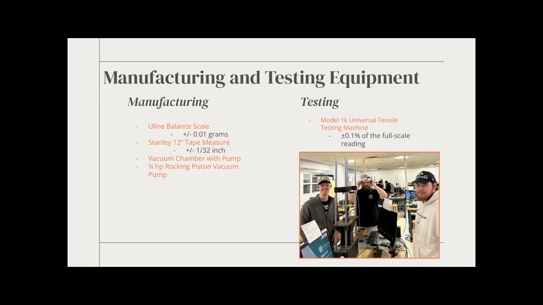Manufacturing and testing equipment. During manufacturing, a U-line balance scale with a resolution of plus or minus 0.01 grams was used to measure the weight percentage of FOD in the dog bones. A Stanley 12-inch tape measure with a resolution of plus or minus 1/32 inch was used to measure the size of the fiberglass sheets. A vacuum chamber pump and a 1/4 rocking piston vacuum pump will also be used during the manufacturing process. During the testing, the Model 1K Universal Tensile Testing Machine was used to test the ultimate tensile strength of the dog bones.